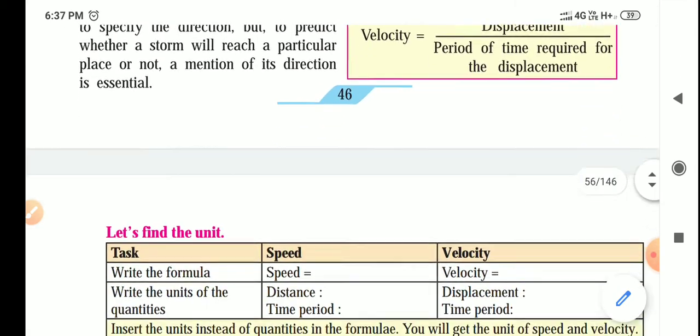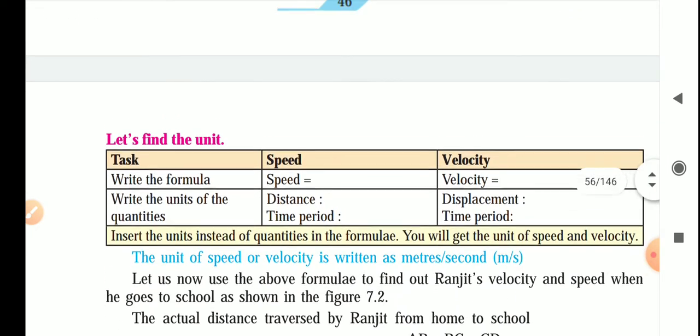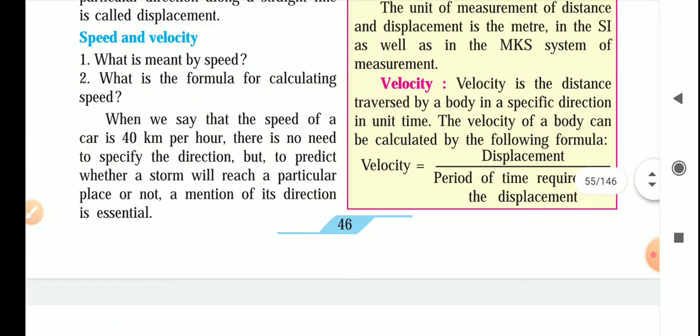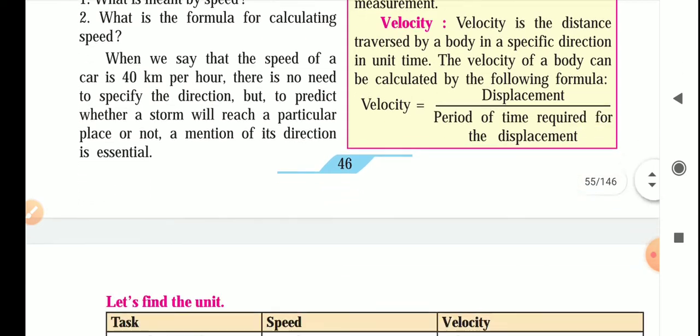Here one table is given where you need to write this formula as well as the units. So write the formula for speed. For velocity, the formula is displacement upon the period of time required for the displacement. So what will be the formula for speed? While calculating speed, we are considering the distance, so the formula for speed will be distance upon the period of time required for traversing that distance.